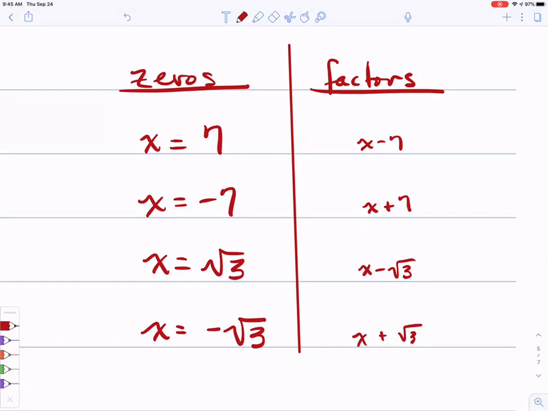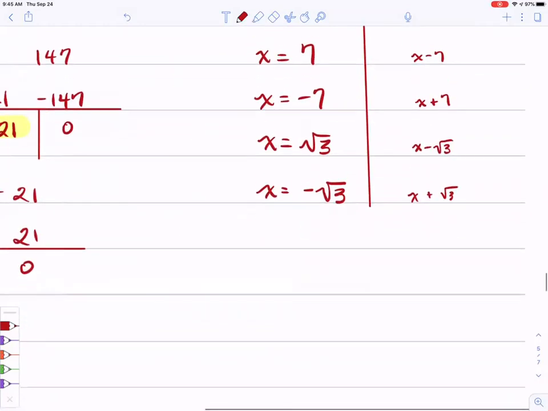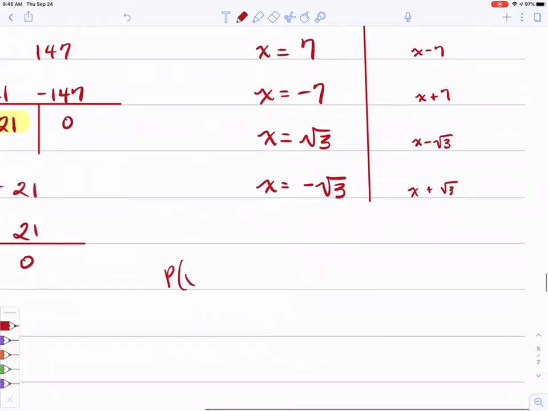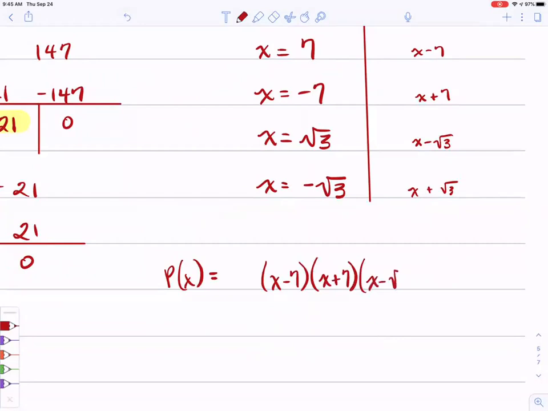And again, I've made a list of my factors, but P of x is not in factored form yet. I have to write this as a product of my factors. So P of x is equal to, we're going to multiply all of those factors together. So that's going to be x minus 7 quantity, x plus 7 quantity, x minus root 3 quantity, x plus root 3 quantity.